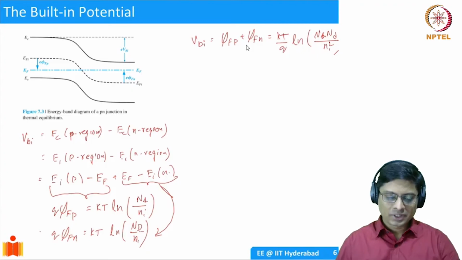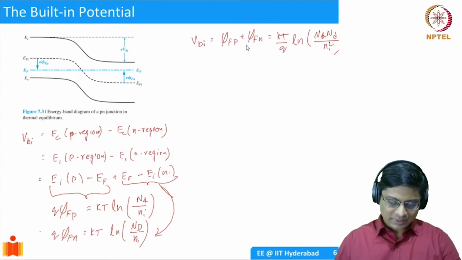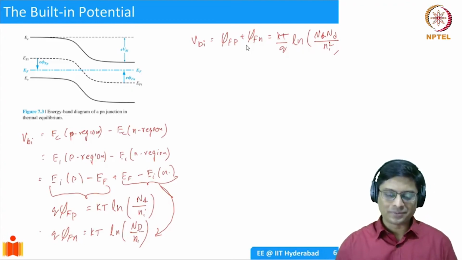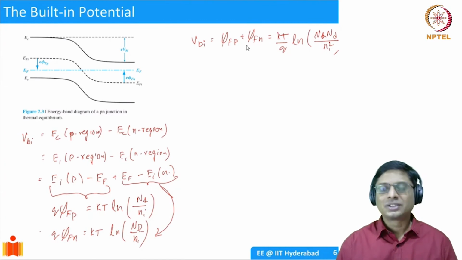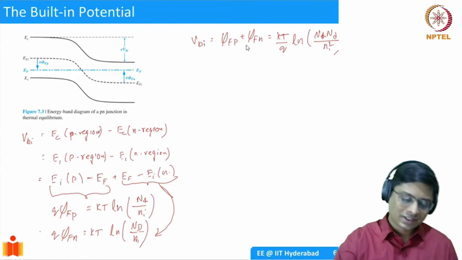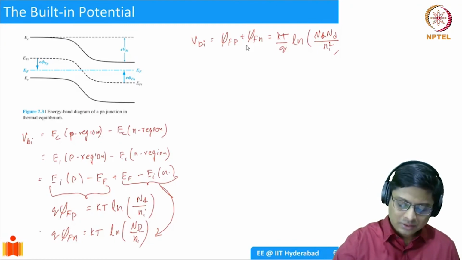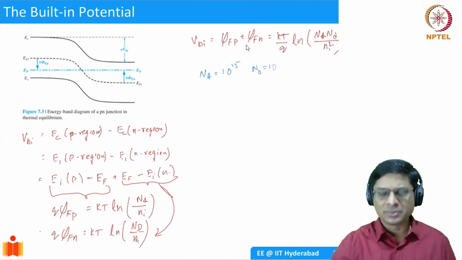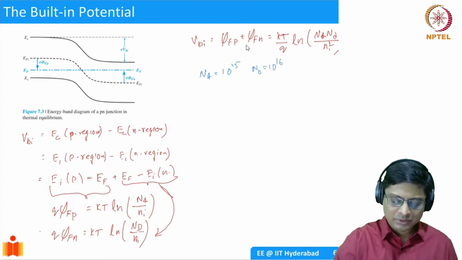So you might ask, what are the typical numbers for built-in potential? What are the typical doping levels? 10 power 15 or so. Let's take NA equal to 10 power 15, ND equal to 10 power 16. Let's take these numbers, both per centimeter cube. So what is the built-in potential?